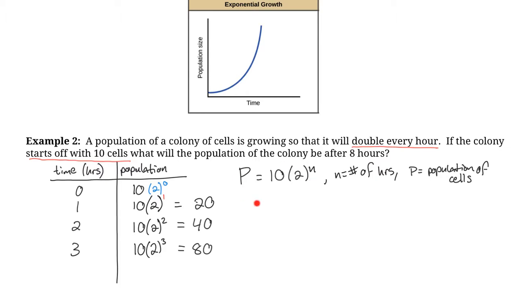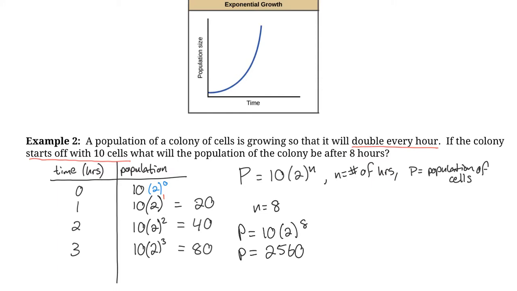And now that we have come up with this equation, we don't need to continue this table until we hit 8 hours. We're just going to use our equation. So we're finding out what the population is at 8 hours. So that means n is equal to 8. And then we can just plug that into our equation.